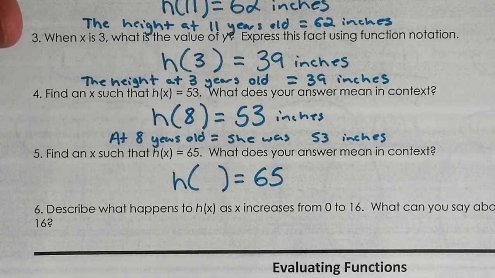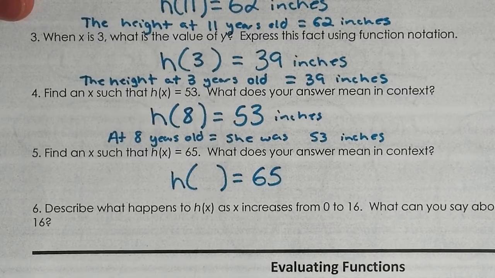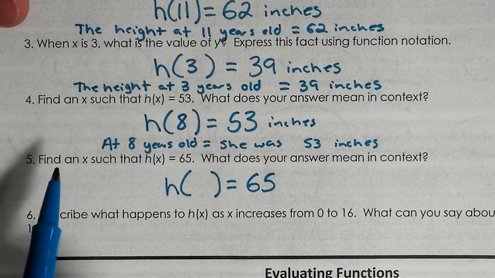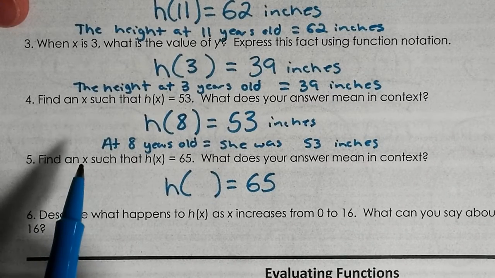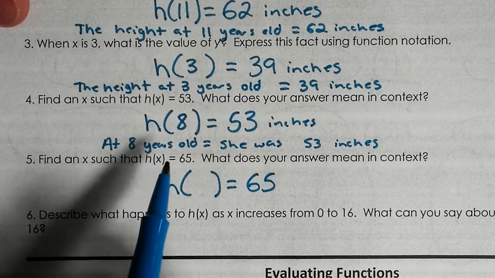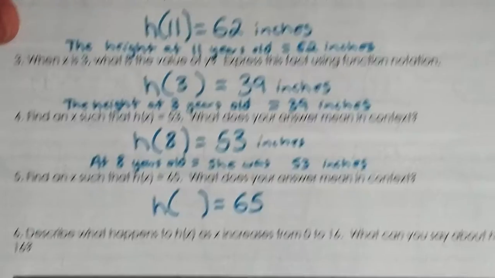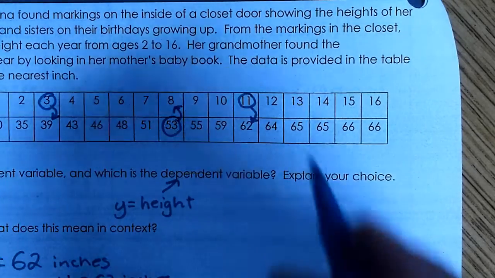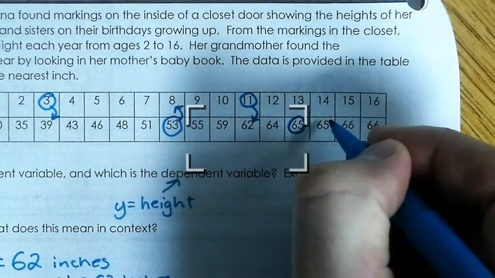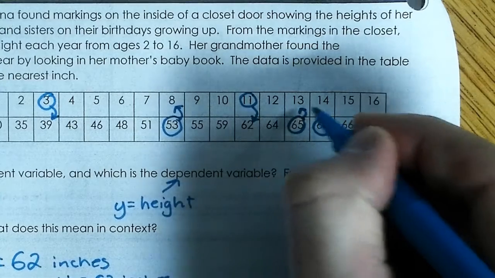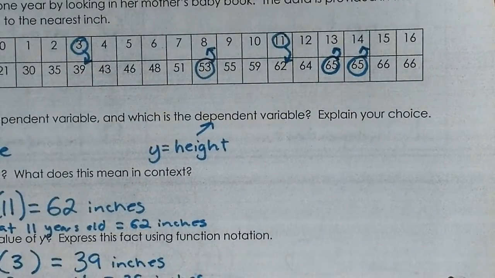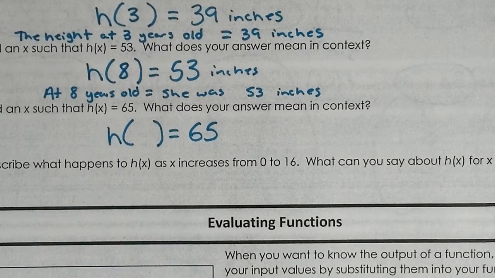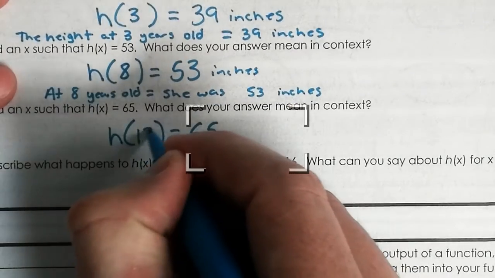And I think Lincoln already found it for us, right? But could it be 14, Link? Yeah, it could, right? So what it's saying is find an x, so find an age such that her height equals 65 inches. So if we go up here, where does it say 65? Bam, right here, these two. She was 65 when she was 13 and 14, right? So we can actually put in two different answers here. You could put in 13, or you can put in 14. Either one works. I'm just going to put 13.